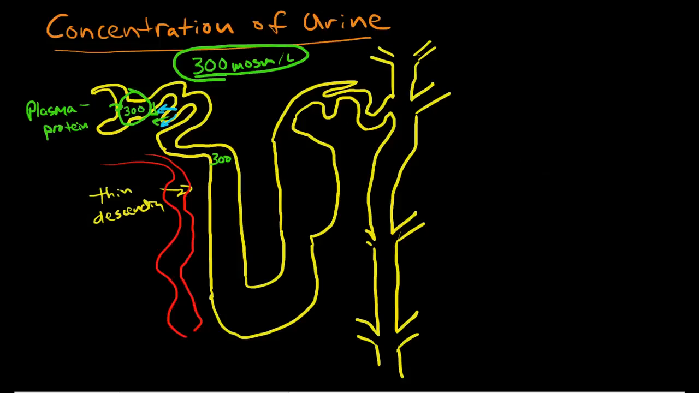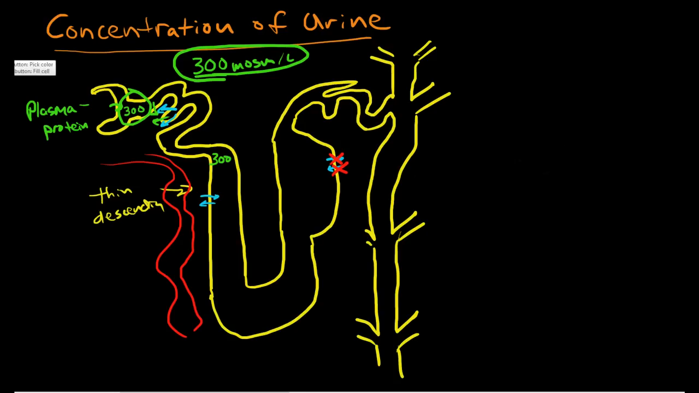Now, the descending loop of Henle is permeable to water, but it's impermeable to solutes. So water can go in and out. Now, the opposite is true in the ascending loop of Henle. Water cannot go in and out, but solutes can. Okay? So keep that in your mind.